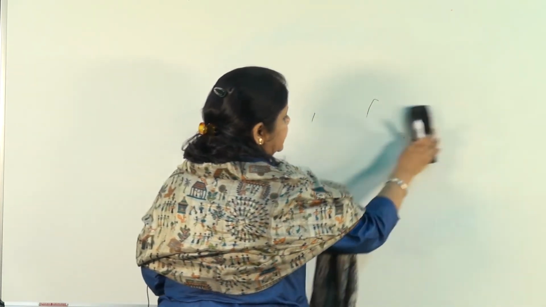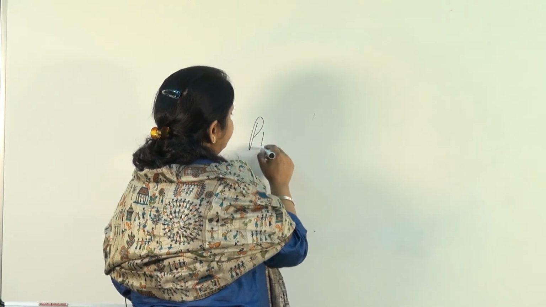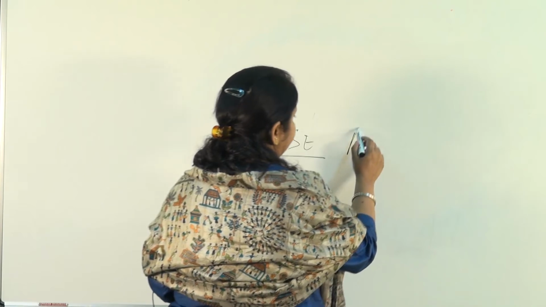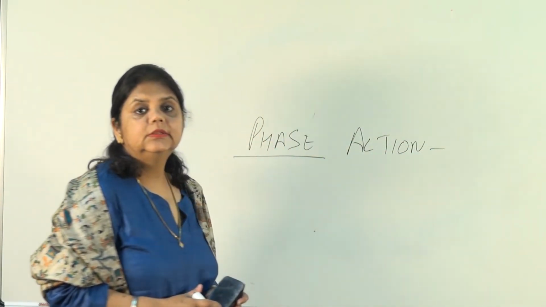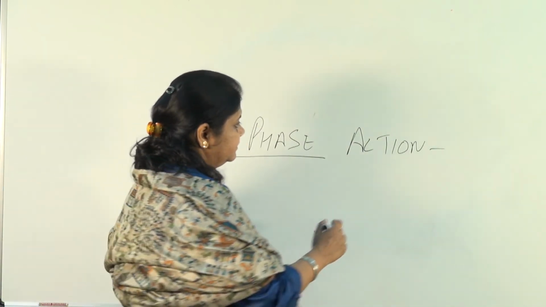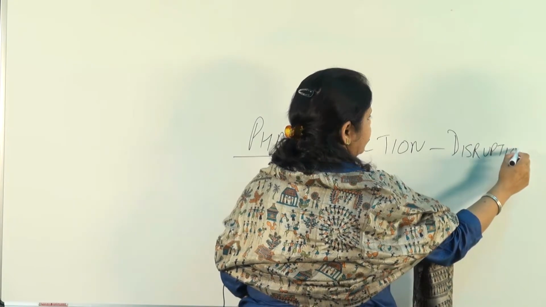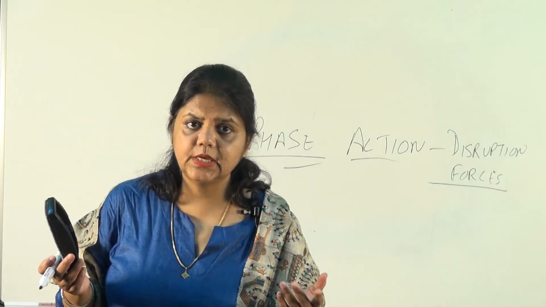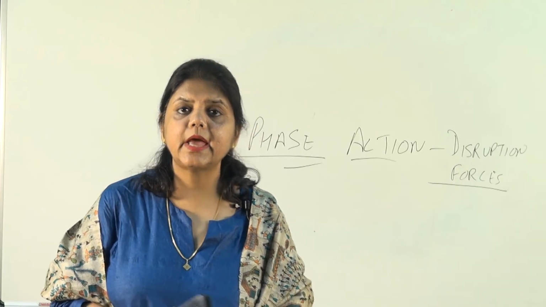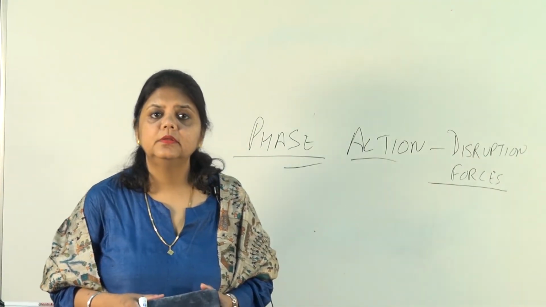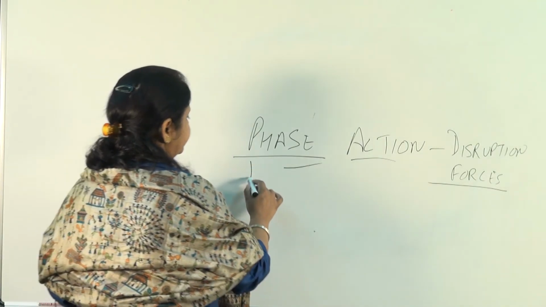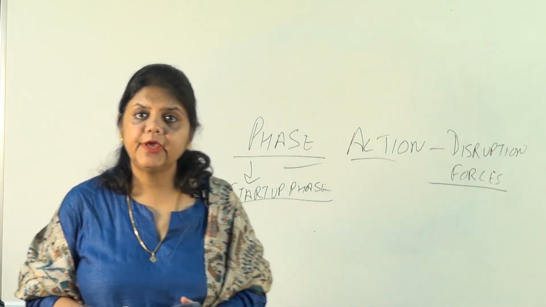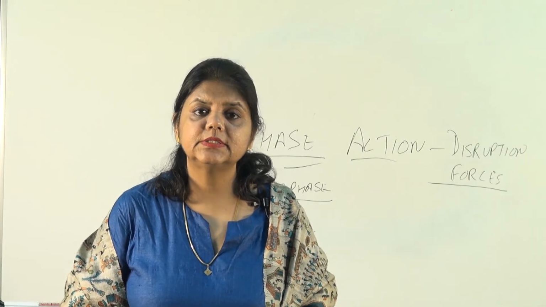Now, quality circles can be done in three stages: the phase, the action, and the disruption forces. The entire process can be categorized into three phases. The initial phase is the startup phase, where the action taken is to publicize.